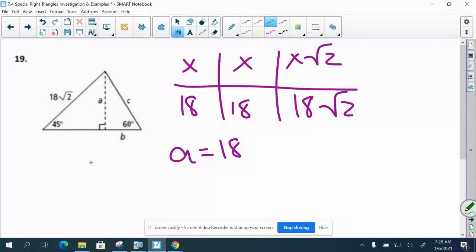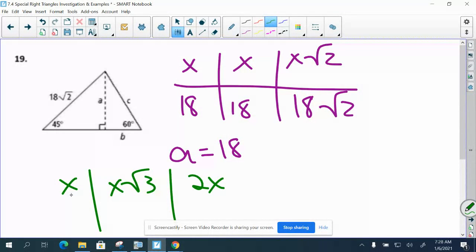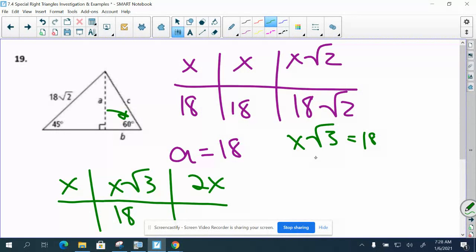So remember the chart for 30, 60, 90 is x, x square root 3, and 2x. Okay, so my long leg, which is opposite of the 60 degrees, is the x square root 3. So that's going to be the 18. And then we're going to have to do what we did for the last questions and solve for x. So we'll do x square root 3 equals 18. Square root 3 over square root 3. Rationalize the denominator.